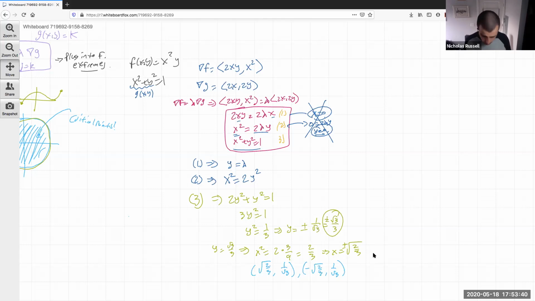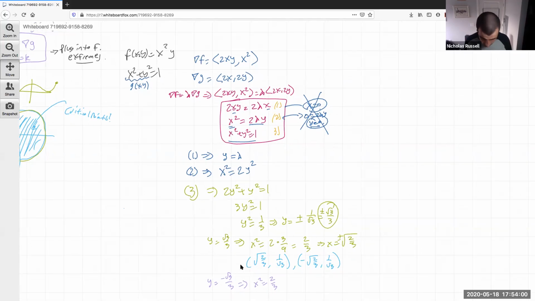Similarly, we could do the same exact thing for when y is equal to negative square root of 3 over 3, which gives me here x squared is again going to be equal to 2/3 because the negative will get removed here. And then from this point, we get that x is equal to plus or minus the square root of 2/3, which again gives me plus square root of 2/3, negative 1 over the square root of 3. Now I get negative square root of 2/3 and 1 over the square root of 3.